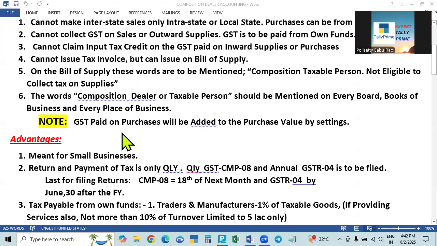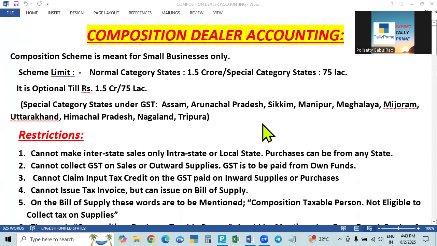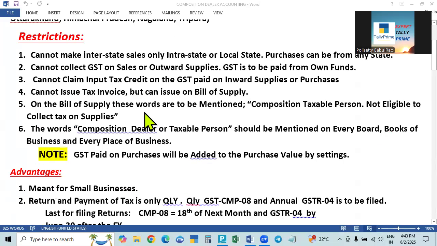These are the restrictions and advantages. This is meant for small businesses. The composition limit is less than 1.5 crore. Others will have hundreds and thousands of crores, but here it is only 1.5 crore. That means it is for small businesses only with small turnover of 1.5 crore. For the special category states, it is only 75 lakhs.